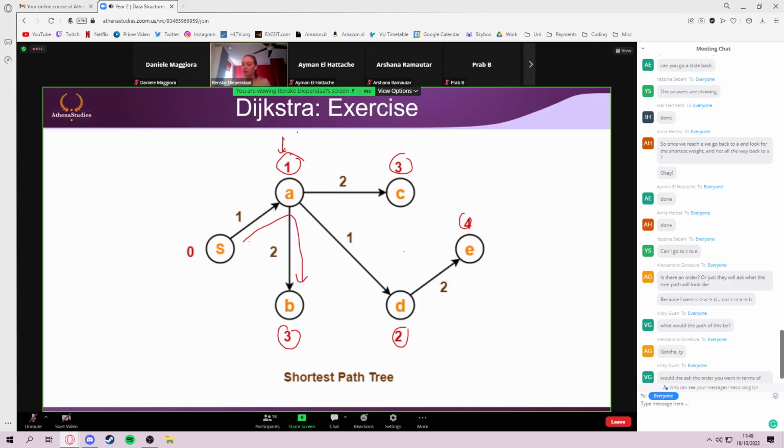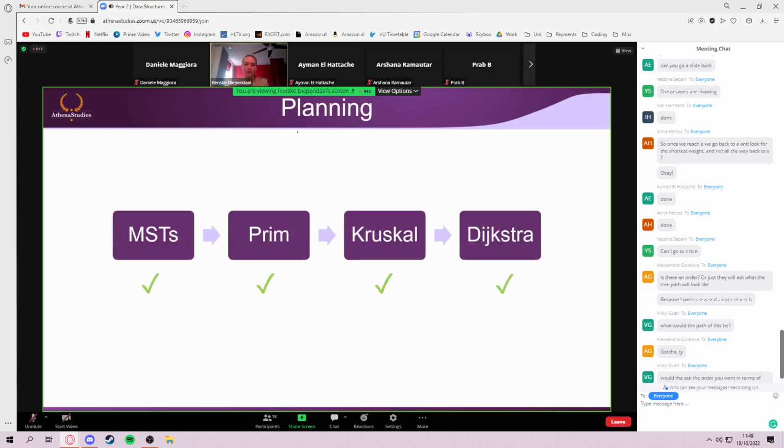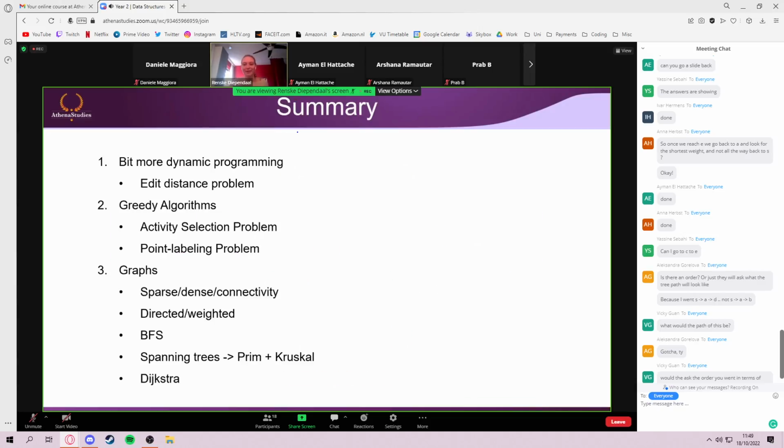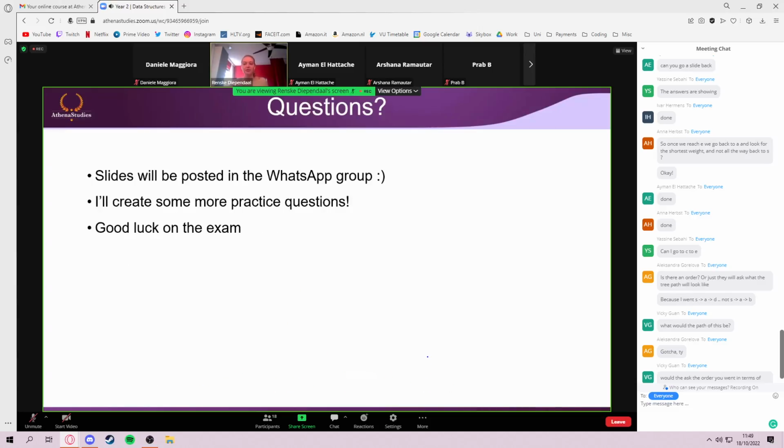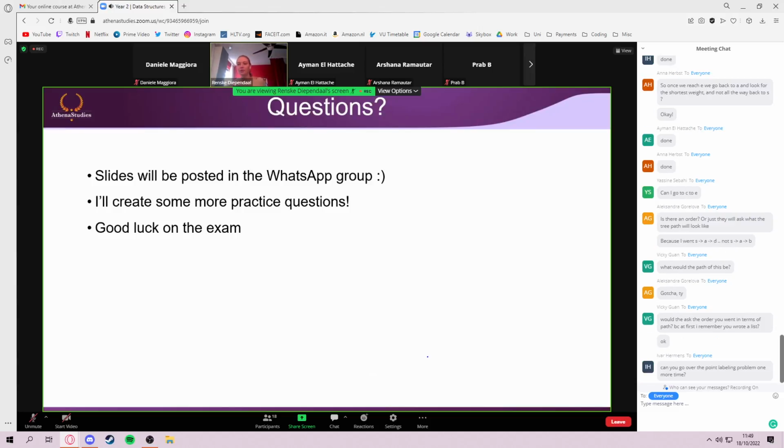All right. So we still have like, what is it, 10 minutes left because I'm kind of done. This is my summary. We went over the edit distance problem, the activity selection problem, the point labeling problem, a little bit about graphs and how they work, how to traverse them, how to find minimum spanning trees, and the single source shortest path problem, for which we use the Dijkstra algorithm. Are there any questions left we can go over now? Do you want me to go over the running time of the Prim algorithm maybe?